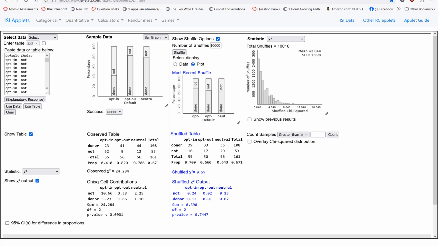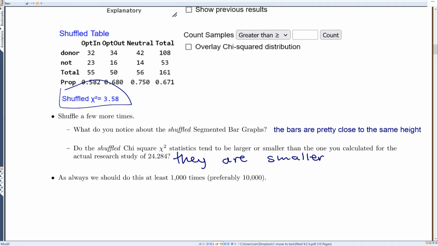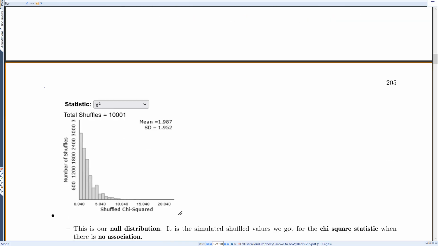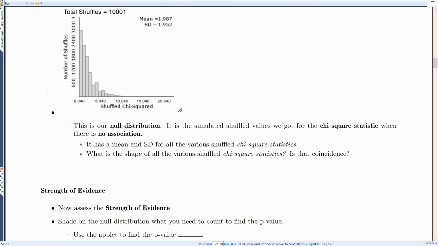Okay, so now this is my new null distribution. You can see these are all of my various shuffled chi-square statistics. So it's the simulated shuffled values we got for the chi-square statistic when there's no association. You can see the mean and SD, those are the mean and SD of our shuffled chi-square statistics.